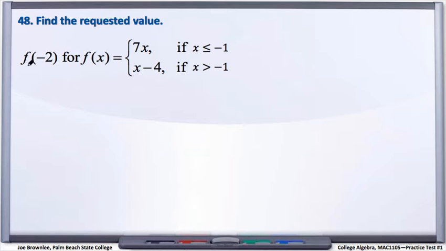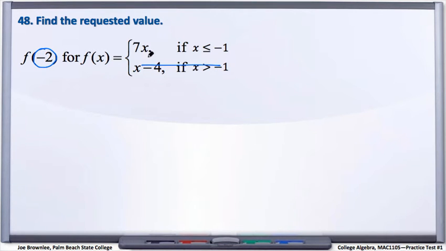Well, they want us to find f of negative 2. So based on this negative 2, we have to determine which piece of the function we are going to use to evaluate. Well, negative 2, let's see. Is negative 2 greater than negative 1? No, it's smaller than negative 1, right? So we can go ahead and eliminate this piece of the function. We are not going to use this piece to evaluate because we're trying to find f of negative 2, but this piece is only used when x is greater than negative 1.